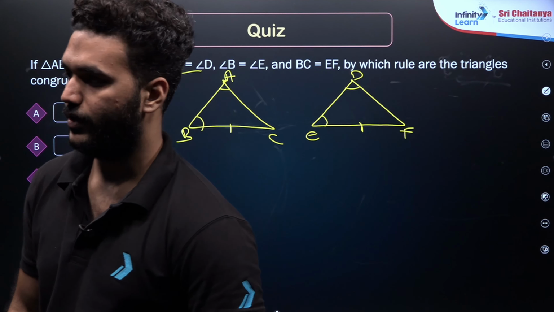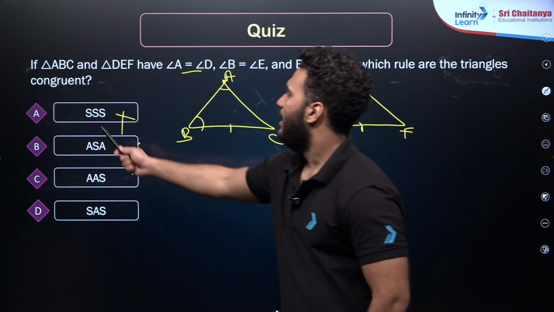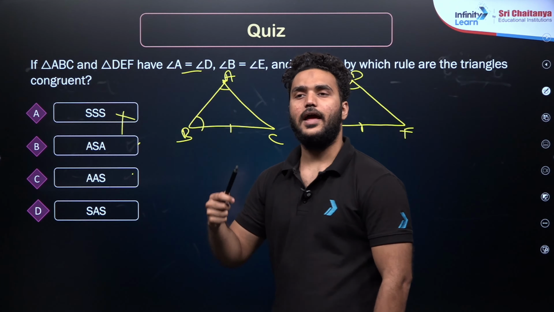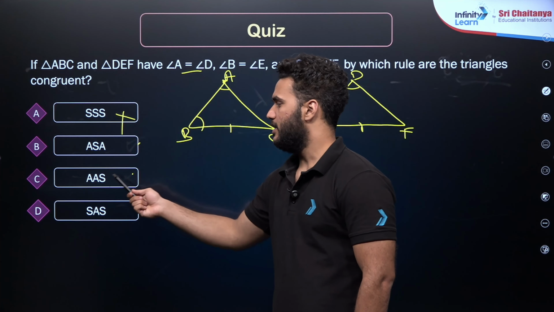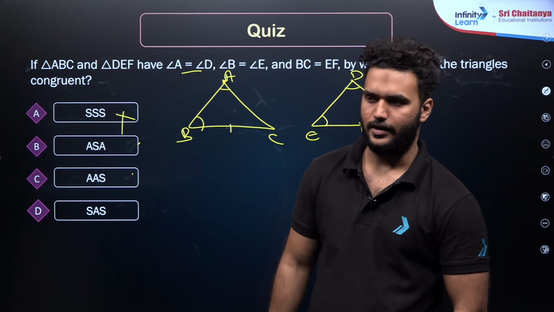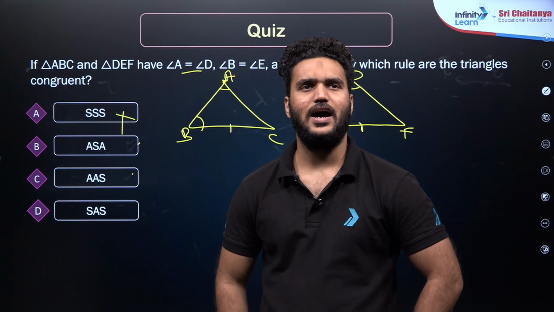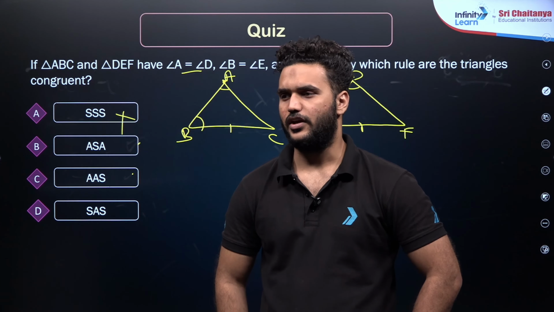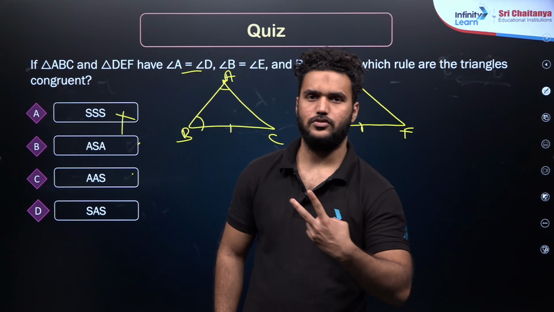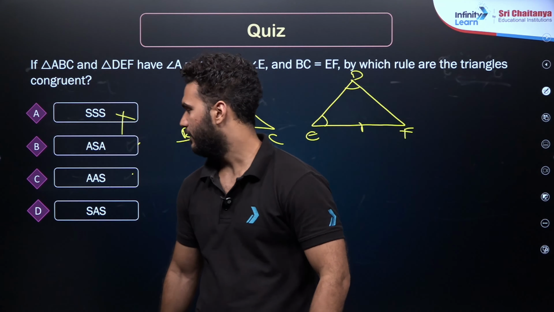Sir, tell us the full form of these. Okay, let's talk about SSS, side, side, side. ASA, angle, side, angle. AAS, angle, angle, side. SAS, side, angle, side. Now, in the next session, you will see one more rule known as RHS, right angle, hypotenuse, and side. This you will see in the next session.